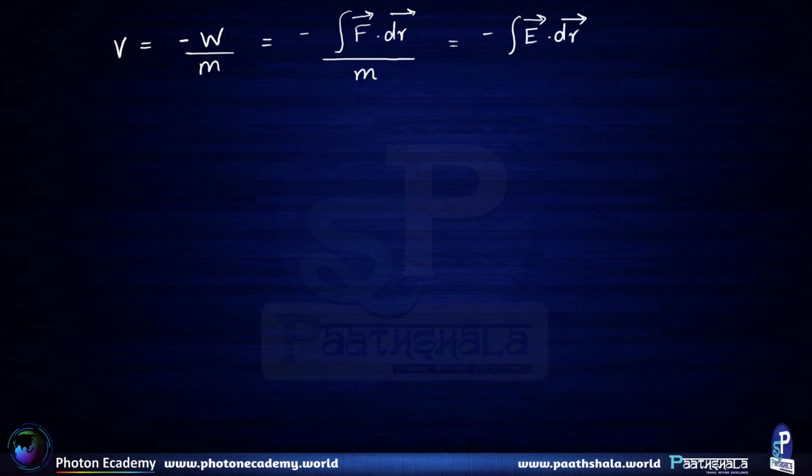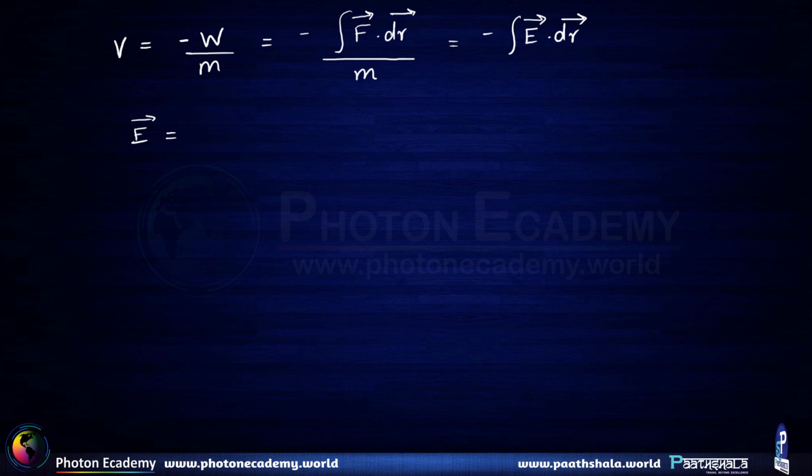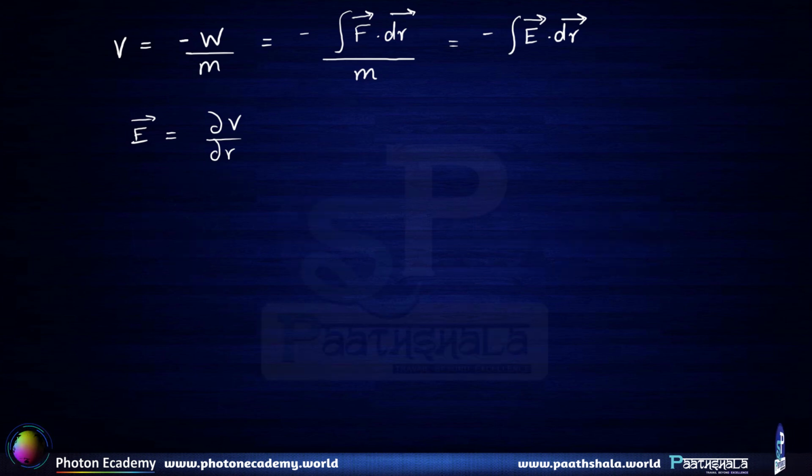Because of this expression, we also get the fact that E is equal to the gradient of V. So it's del V upon del r essentially, in radially outward polar coordinates, also called spherical coordinates, but with a negative sign of course. And E being a vector quantity, we'll have to write r cap over here. This derivative is the partial derivative.